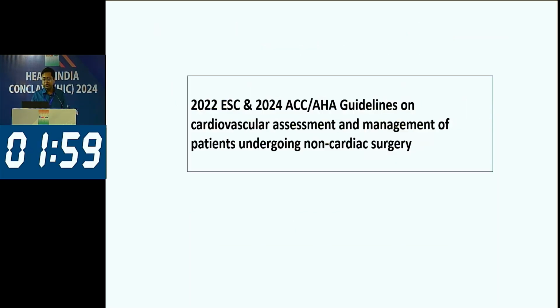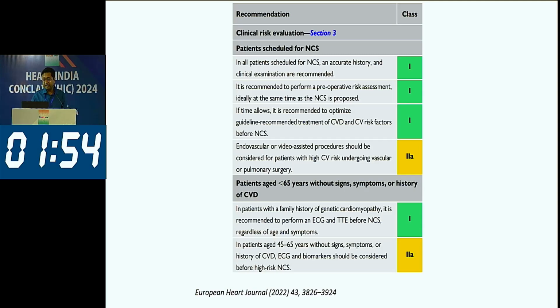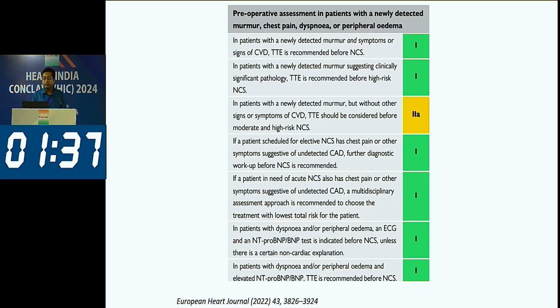Now in 2022 and 2024 the guidelines have not made a remarkable change. So I will just go through these guidelines. The class 1 recommendation I will just highlight: in all patients scheduled for non-cardiac surgery, an accurate history and examination is a must. And in patients with a newly detected murmur, then only a transthoracic echocardiography is a requirement. And in patients scheduled for elective non-cardiac surgery having chest pain and symptoms suggestive of undetected CAD, further workup is only required.